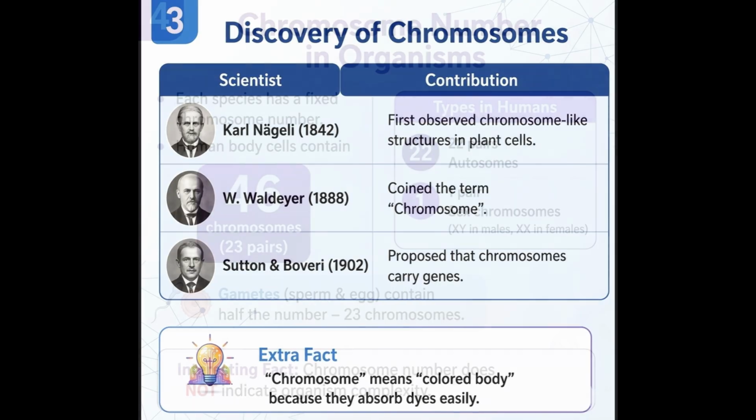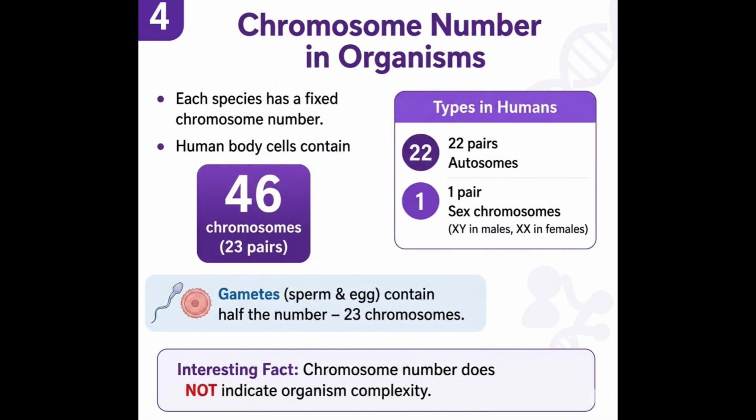Chromosome number. Every species has a fixed number of chromosomes. Human body cells contain 46 chromosomes, which are arranged into 23 pairs. Among these, 22 pairs are autosomes, and one pair consists of sex chromosomes. Reproductive cells such as sperm and egg contain only 23 chromosomes, which is half the number found in body cells.